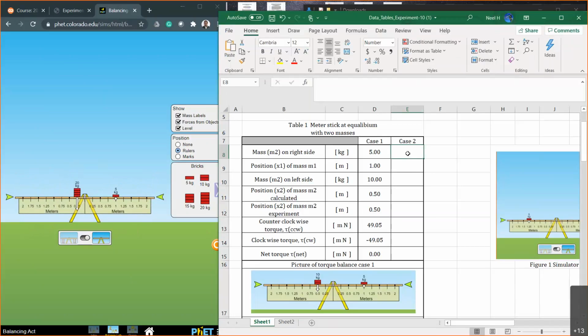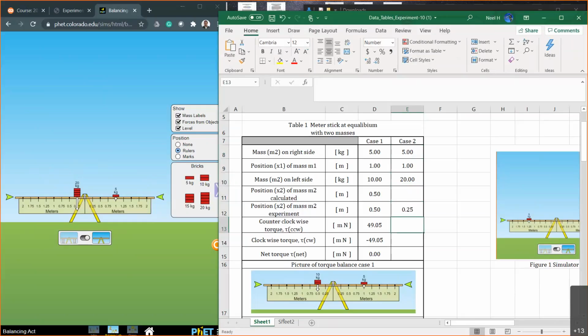So that's all. Then we just need to complete this one. Case 2, mass M1 is the same. I have the 5 kilogram at exactly the same location, but the mass M2 now we're using 20 kilogram. Position calculated we will check in a bit. Position experimentally we figured out 0.25. We'll check in a bit how the calculation goes, and then we should get exactly the same number. We can take a look.